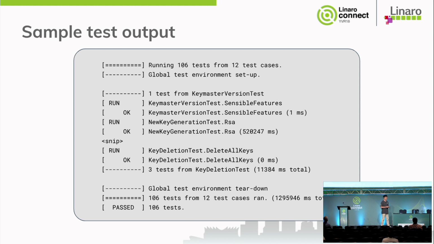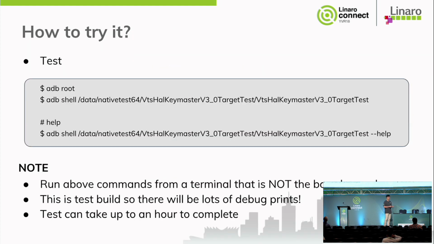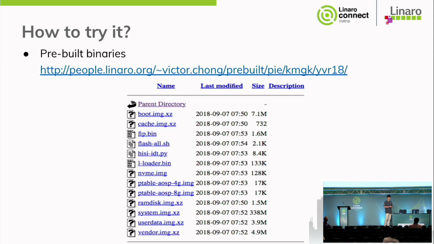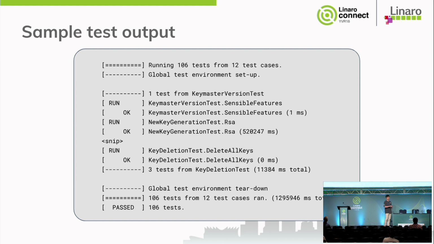So this is the sample test output. Once you run this adb shell command, it will go through all the tests in the test suite. And then you should see this. It says 106 tests from 12 test cases, and gives you a total time. I haven't actually calculated that, but it should be about an hour. So this shows that all the tests are passing.